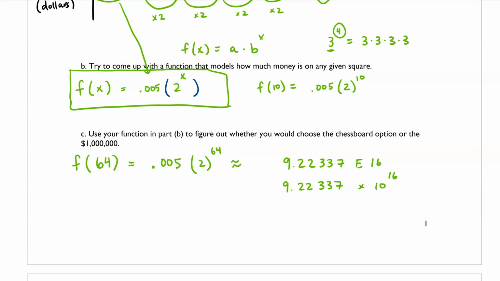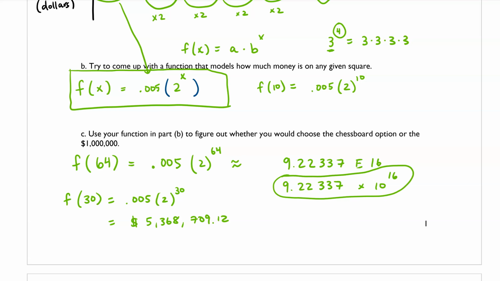To give you some more context, maybe let's evaluate f of 30. So that would be 0.005 times 2 to the 30th power. And I'm going to throw that into my calculator. So I threw that into my calculator, and on the 30th square, there is $5,368,709.12. Now, we are going to double that several times to get to the 64th space. So hopefully that gives you some context about how humongous this number is on the 64th space.